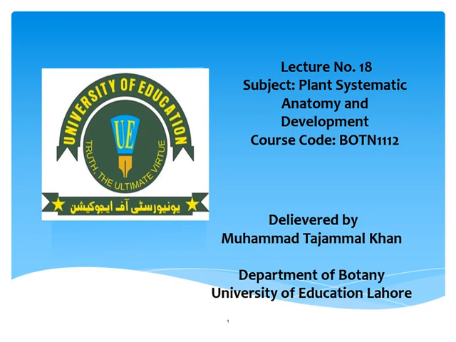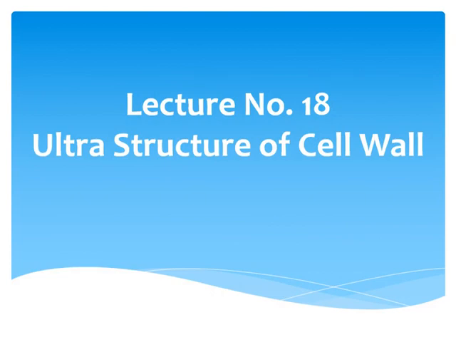Today, we will discuss a topic from one of the core subjects of botany, that is plant systematic anatomy and development. The course code of this subject is BOTN 1112. So here we have the ultrastructure of the cell wall. Basically, ultrastructure is the architecture of cells, a biomaterial that is visible at higher magnification and not found on a standard optical light microscope. So it's a fine structure, especially within a cell, that can only be seen with a high magnification microscope.